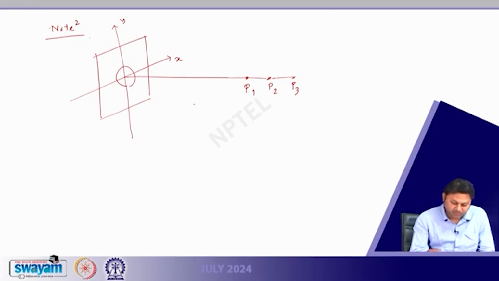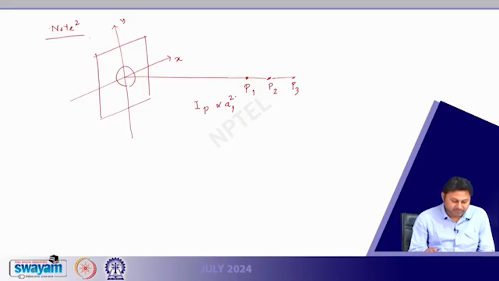the value of IP at this point, the intensity, will be proportional to A1 square. That will be proportional to A1 square.